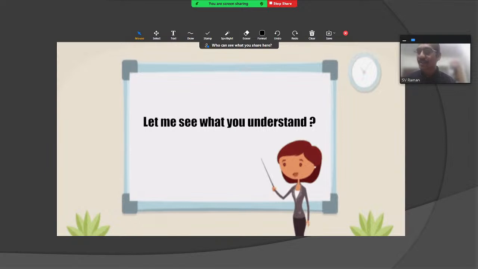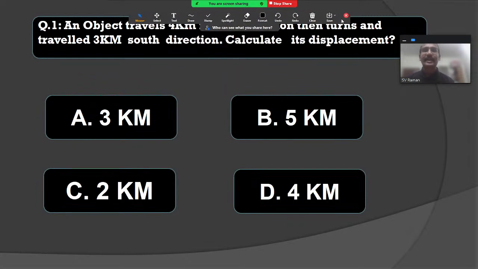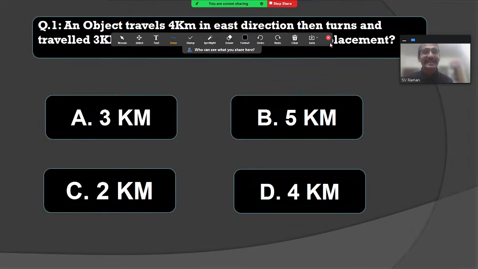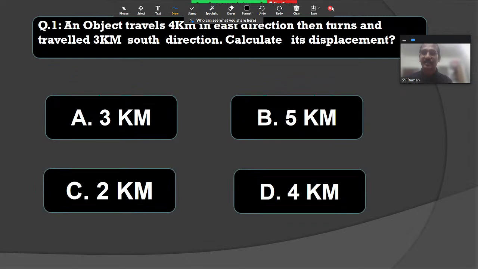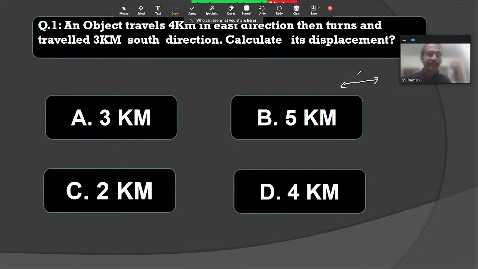Let's see what you understood. I'm asking questions to the students. You can answer. An object travels 4 kilometers in the east direction, then turns and travels 3 kilometers in the south direction. Calculate its displacement. Very simple question. For this kind of question, just draw geographically what is east, west, south, north. Let's say this is east, the opposite direction is west, then north and south.